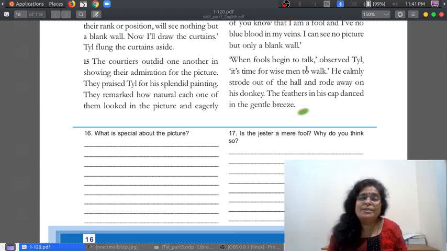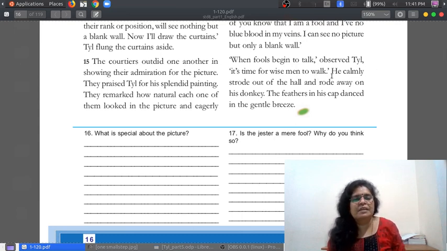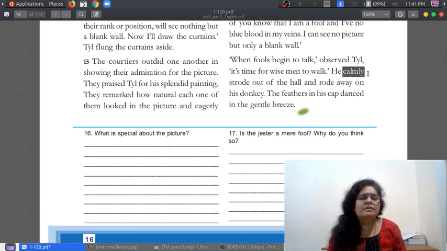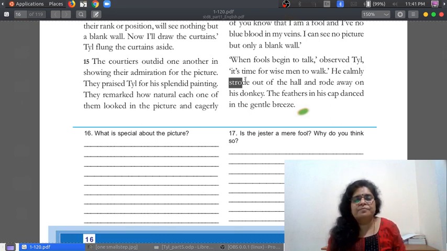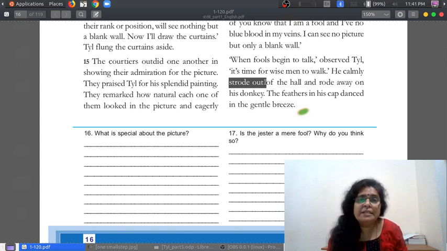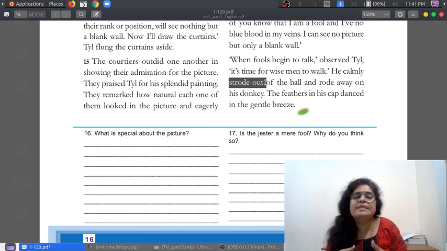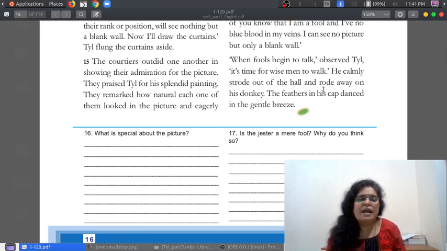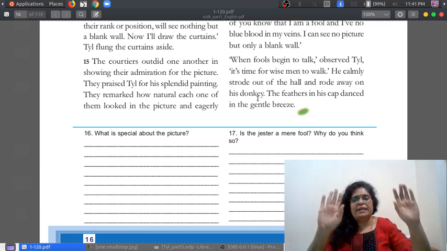When fools begin to talk, it's time for wise men to walk. Observe talk, walk. He calmly strode out of the hall. Calmly, coolly, strode out, walked out. Strode means walked very slowly, gently. Strode out of the hall, walked out of the hall, and rode away on his donkey. He jumped on the donkey and rode away.